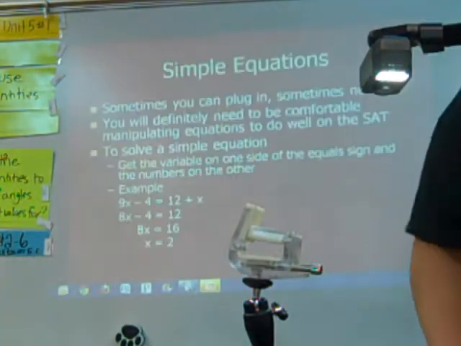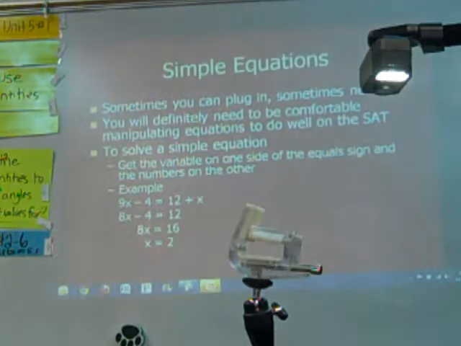Okay. So, algebra, the first thing that you need to know about algebra is you need to know how to solve a simple equation. So, with equations, sometimes you'll be able to use our plugging in strategy, but sometimes you won't. So you're going to need to be comfortable with equations. And remember, your goal when you're solving a simple equation is to get the variable on one side of the equal sign and the numbers on the other.